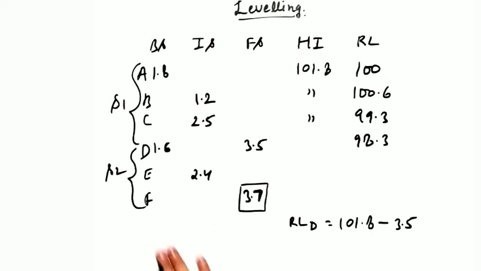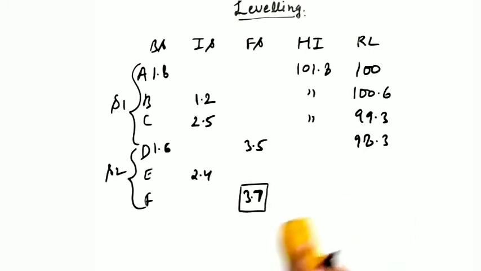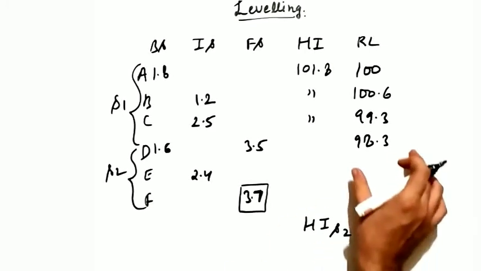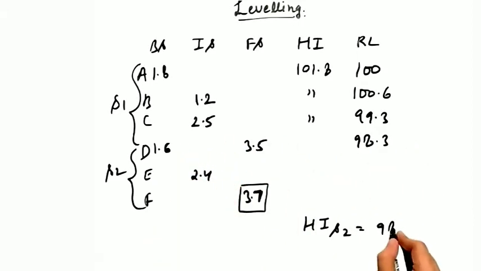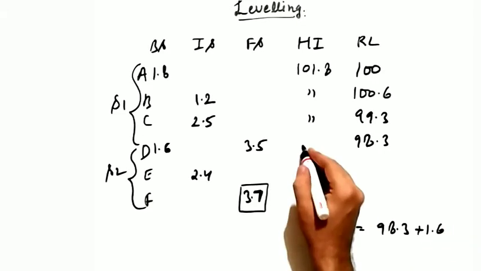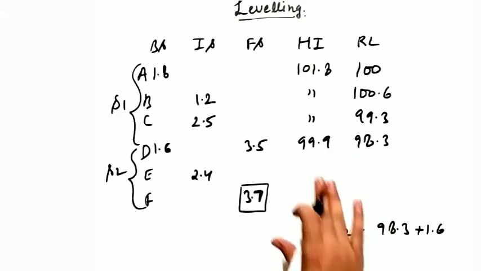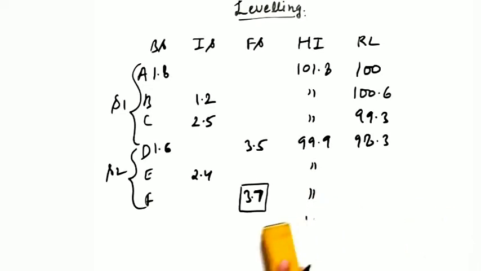Now I told you through the diagram that since you changed the station, you brought the station to S2, you will have to obtain the new height of instrument. So the new height of instrument HI for S2 will be obtained by adding this RL to this BS, 98.3 plus 1.6 meters. So this will give you the new height of instrument, and it will come out to be 99.9 meters. Now you will have to use this height for the complete process, and you will have to obtain the RL of points E and F.